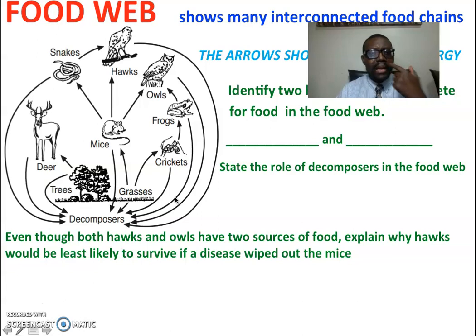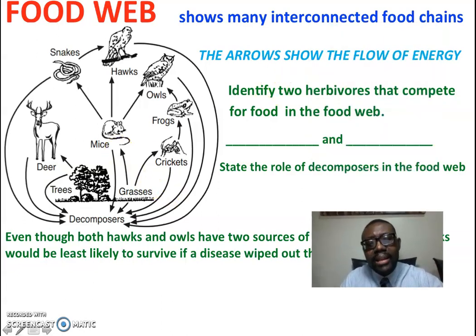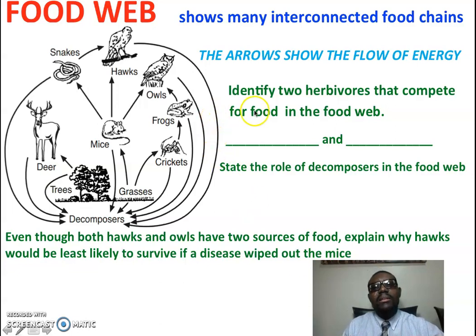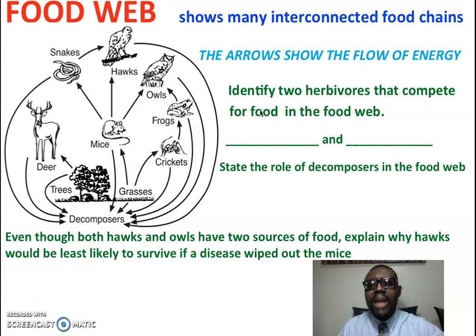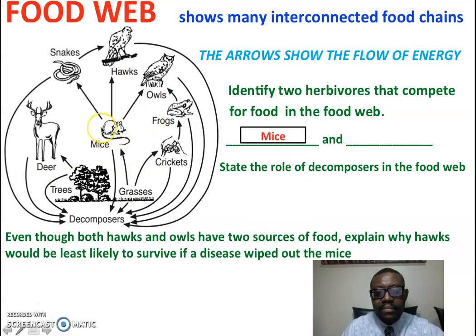So let's look at this food web. A food web is simply many interconnected food chains. Here it says identify two herbivores that compete for food in this food web. In this food web, two herbivores that compete for food include mice and cricket. Mice and cricket compete for the same food, grass.